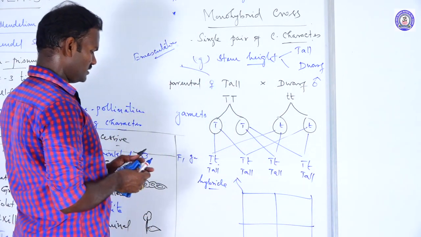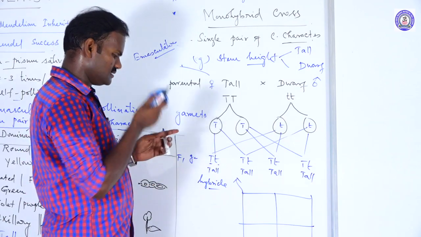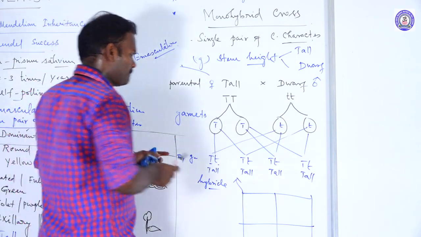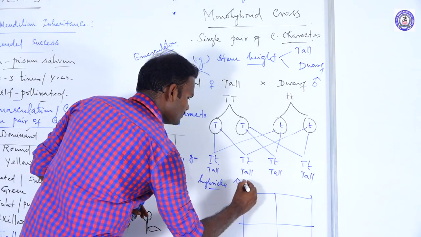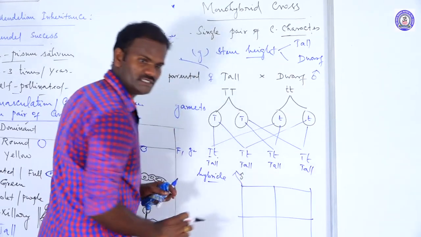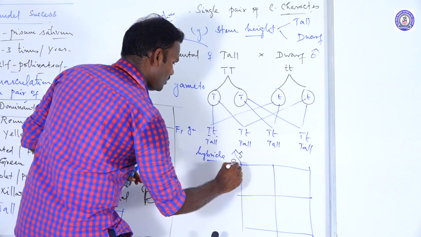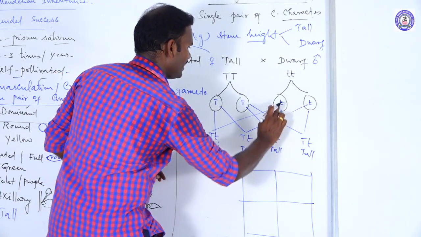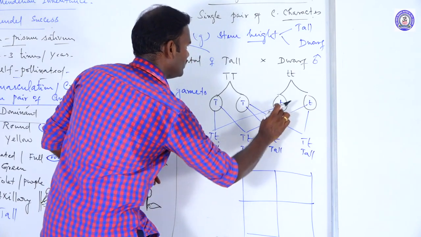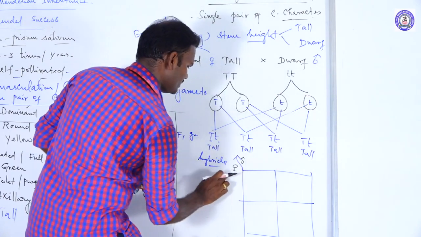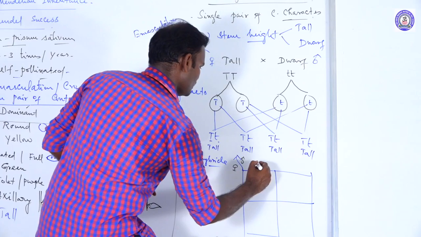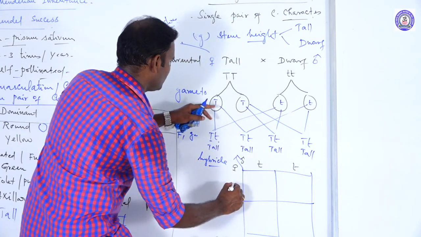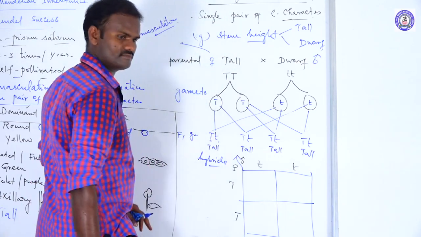The Punnett square was first discovered by Reginald Punnett. Hence it is also called Punnett square. In the Punnett square, the male gametes are placed in the horizontal position, and the female gametes are placed on the vertical positions. These are the male gametes, and these are the female gametes. Small t, small t. Here, capital T, capital T.